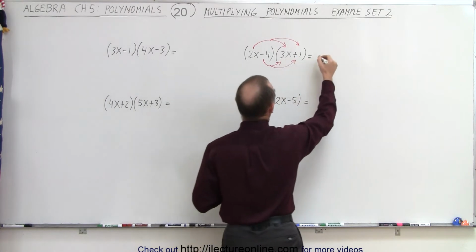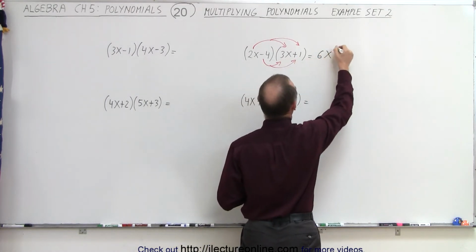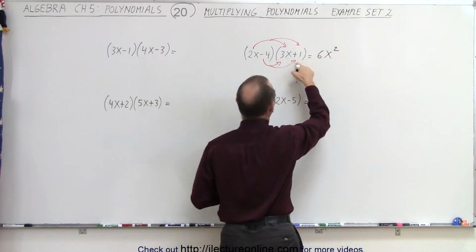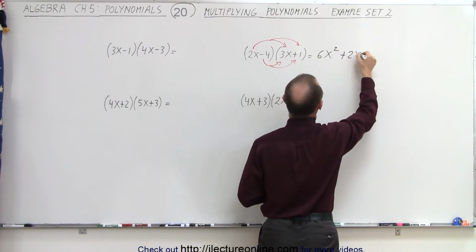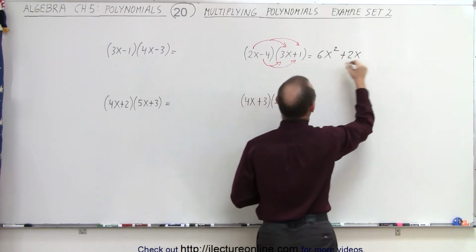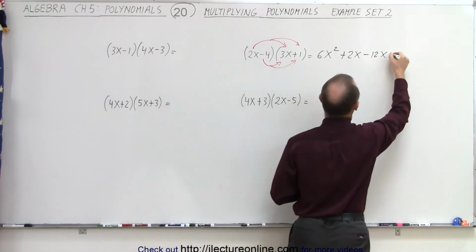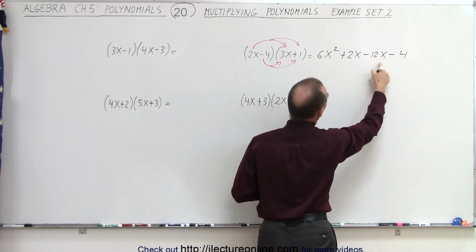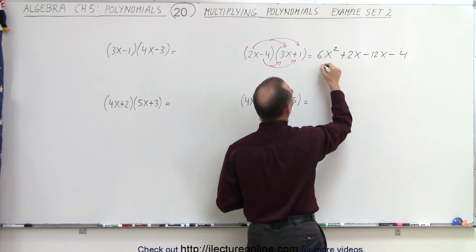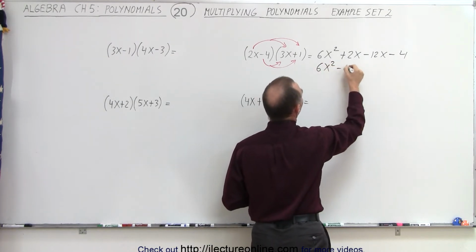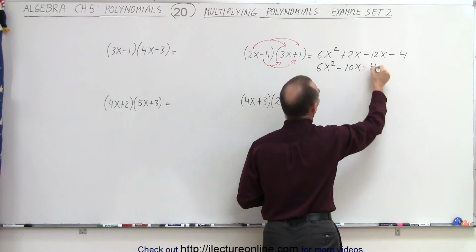2x times 3x, that's equal to 6x squared. 2x times a plus 1 gives us a plus 2x. A minus 4 times 3x gives us a minus 12x. And a minus 4 times a 1 gives us a minus 4. Then we combine the like terms, the two middle terms, so we get 6x squared minus 10x minus 4.